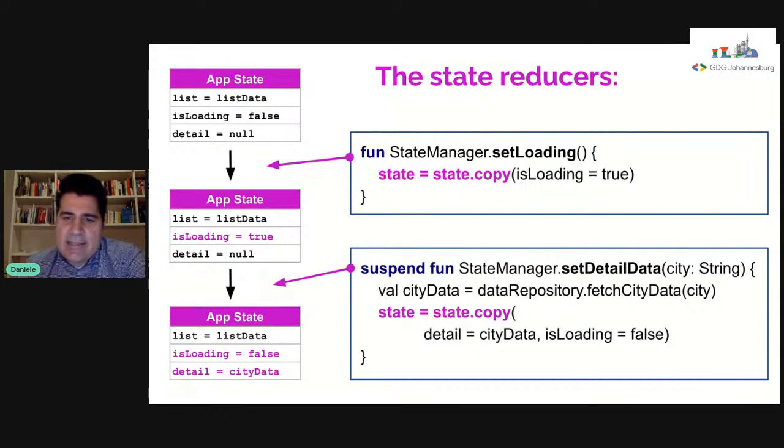While in the set detail data function, we are also doing something more. We are calling a function on our repository, the repo, and then getting this data. We get this data and then we modify the property where we want to set this data on the app state, and then also the other setting.